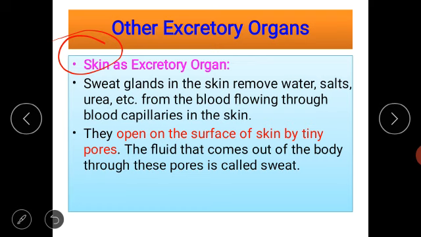Whenever a sweat gland produces sweat, it comes out through the pores and spreads on the surface of the skin. The fluid that comes out of the body through these pores is called sweat. Sweating has two functions: it removes toxic waste from the body, and it cools down the body.